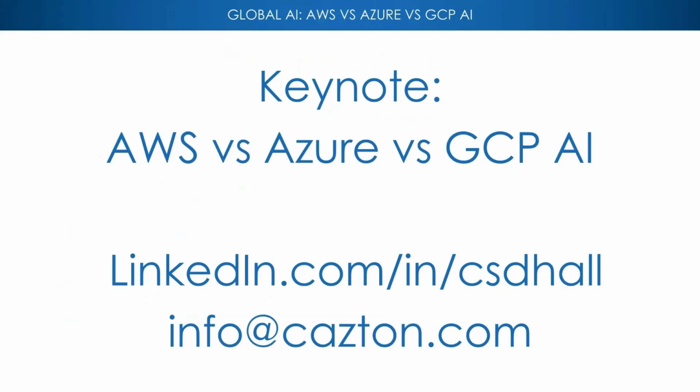Thank you for having me as one of the keynote speakers today, and we're going to cover the comparison of the top three clouds, AWS, Azure, and GCP, and especially some of their AI offerings. And just so you know, we're not trying to say one is better than the other. In fact, all of them have great strengths as well as weaknesses.